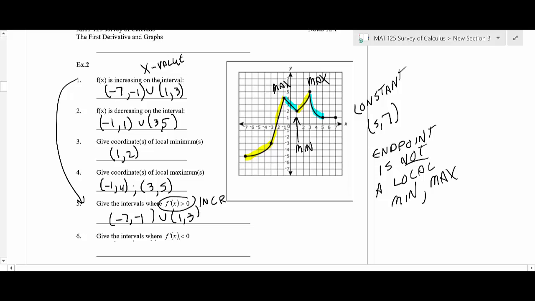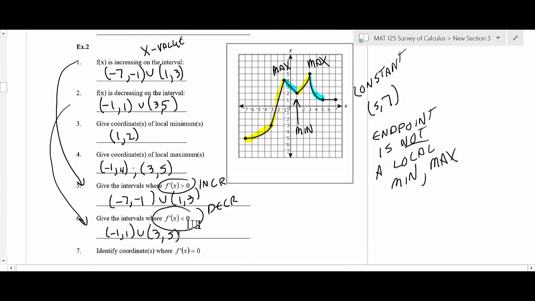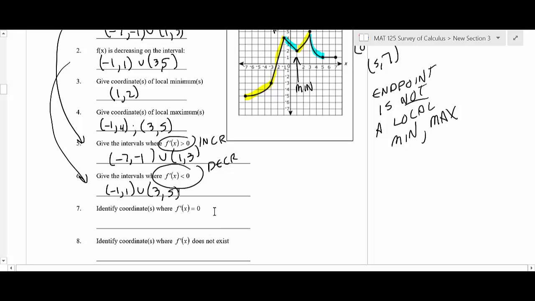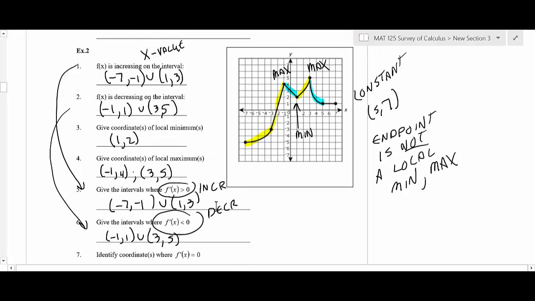Okay, what does problem number 6 really say? Decreasing. Where are we decreasing? Okay, so that would be the same as problem number 2. So we got (-1, 1), (3, 5), like that. Okay. All right, now let's find every place where the derivative is 0.